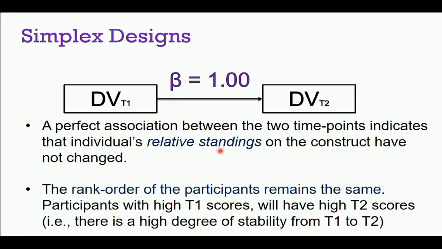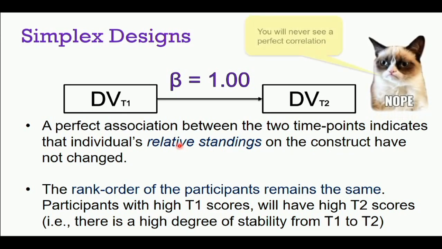The rank ordering of the participants will generally remain the same. So it's possible for their score to increase. Let's say it's a spelling test. Generally, grade 2 will spell better than grade 1. But if they were a good speller in grade 1, they should still be a good speller in grade 2. And if they were a bad speller or a mediocre speller, then that's what they should be at time 2 as well. So it's about this relative standing.